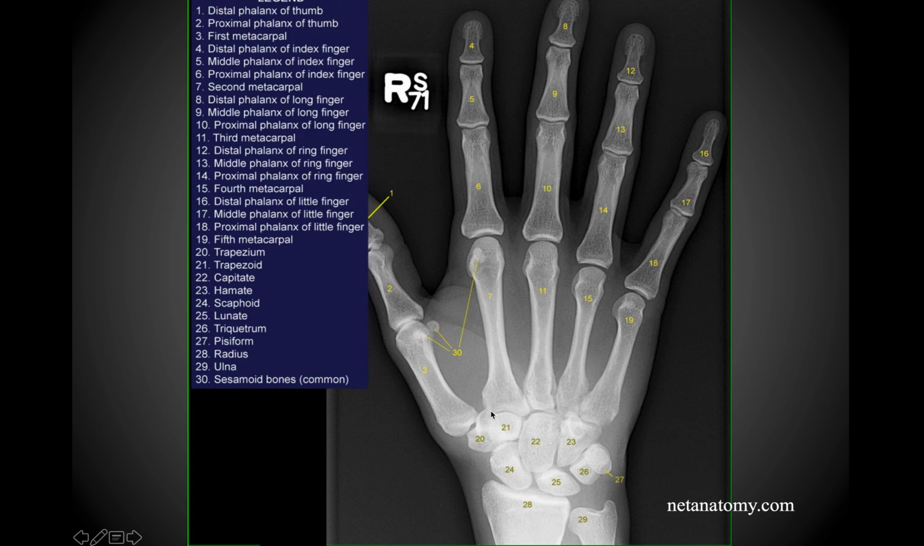So this is just a good review of the various bones of the hand and the wrist. So I would recommend that you take a little bit of time to look through this and make sure that you're able to identify all the different bones that are shown on here. So again, you can see the proximal and distal row of carpal bones, the metacarpals, and then all of the phalanges are all labeled.